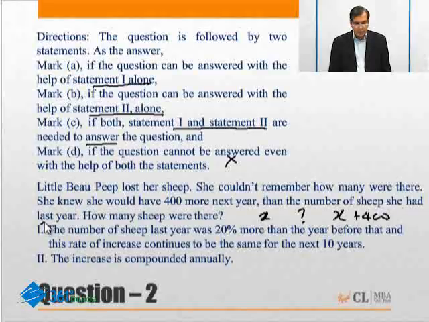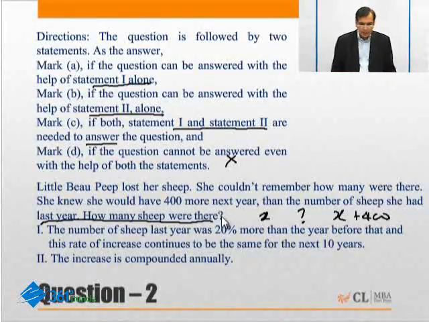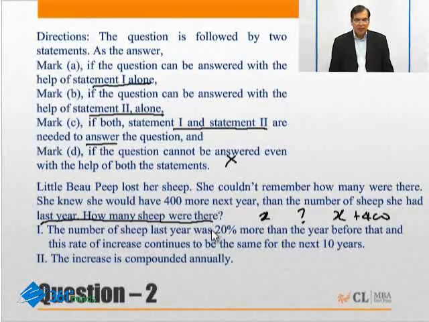The question stem, the basic root data tells us that the difference in number of sheep between last year and next year is going to be 400. Next, let's go to the statements. Number of sheep last year was 20% more than the year before that, and this rate continues for the next 20 years. Great. So the number of sheep is 20% more than the year before last. So if this is X, the year before last, this X is 20% more than the previous year. But what kind of rate of interest is it? Is this growth simple growth or is it compounded growth? We do not know. So statement 1 alone is insufficient to answer the question.